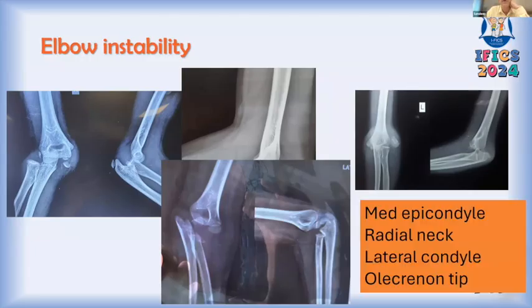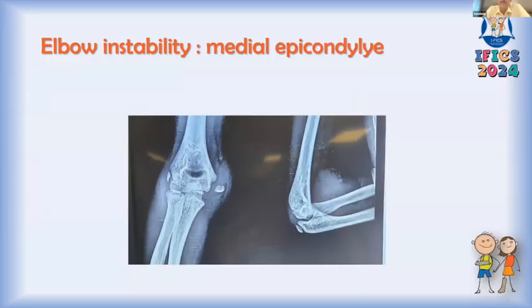The first X-ray that I showed you had a medial epicondyle avulsion fracture with a dislocation. The second X-ray was a radial neck fracture with an elbow dislocation. The third is an unstable lateral condyle fracture with elbow dislocation. And finally, there is an olecranon fracture with a radial neck fracture and an elbow dislocation. So it's important that we look at the X-rays very carefully to find out where that bone piece is coming from. And more often than not, we will need additional investigations in the form of MRIs to find out more about how to treat these children.